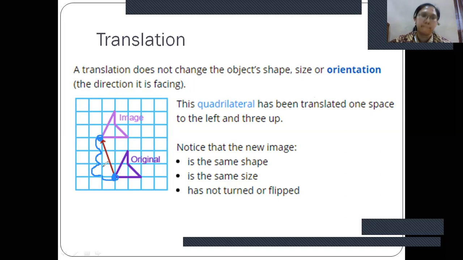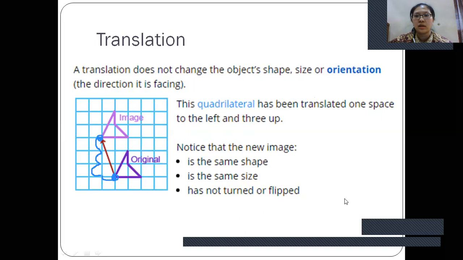That's why it is said over here, the object has been translated one space to the left and three up. Notice that the new image is the same shape, the same size, and has not turned or flipped. It's all the same.